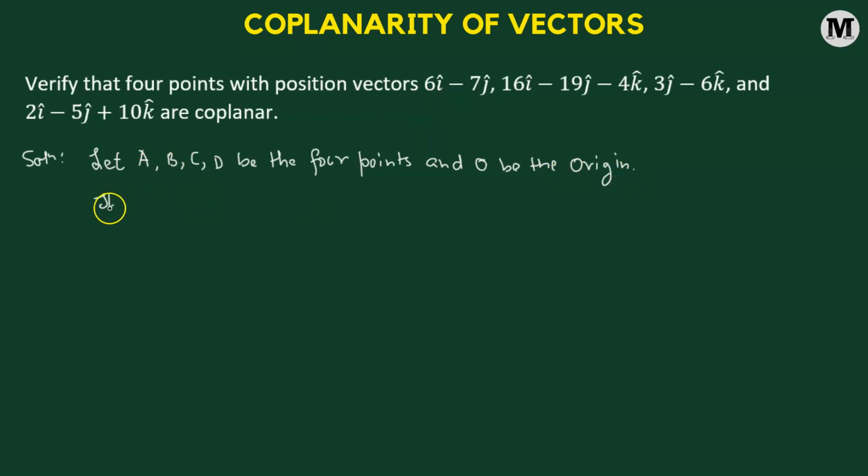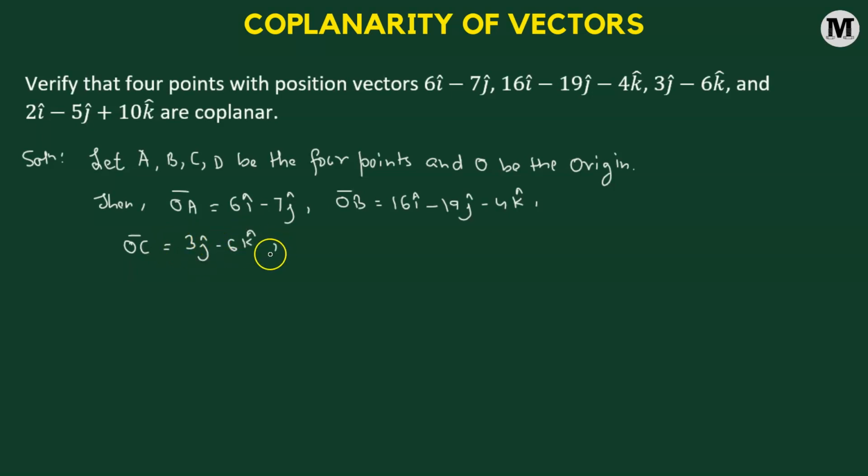Then we have OA vector. The OA vector is going to be the position vector of point A. So that's defined as 6i cap minus 7j cap. Then we have OB vector. So OB vector is going to be 16i cap minus 19j cap minus 4k cap. Then we have OC vector. The OC vector is going to be 3j cap minus 6k cap. And then the position vector of point D, denoted by OD vector, is going to be defined by the vector 2i cap minus 5j cap plus 10k cap. Now our goal will be to show that A, B, C, and D are coplanar points.